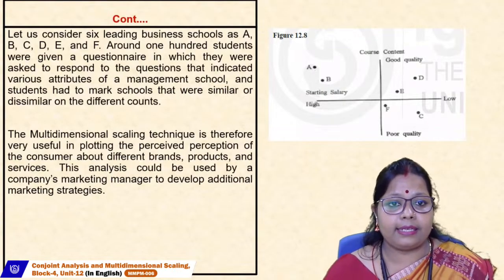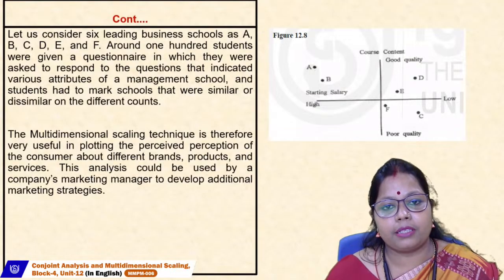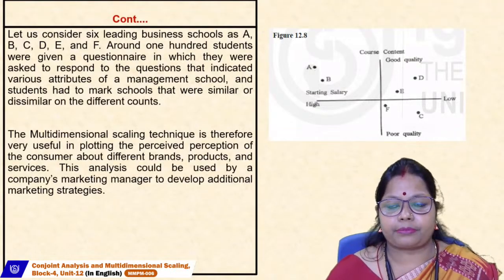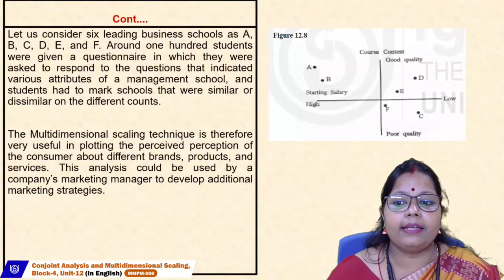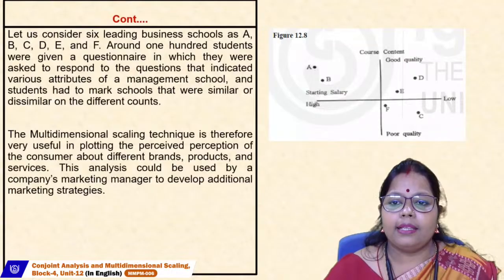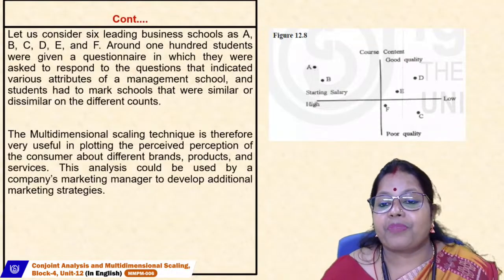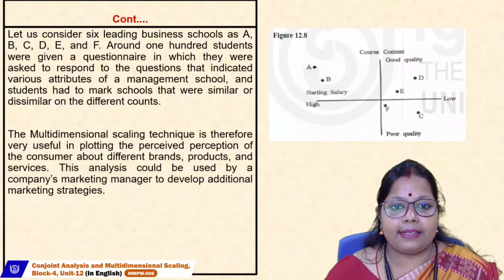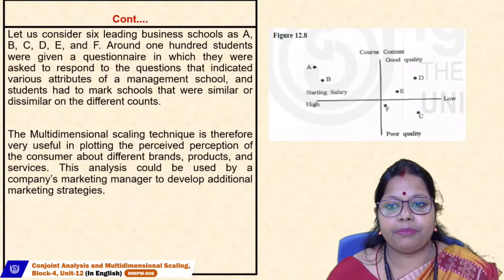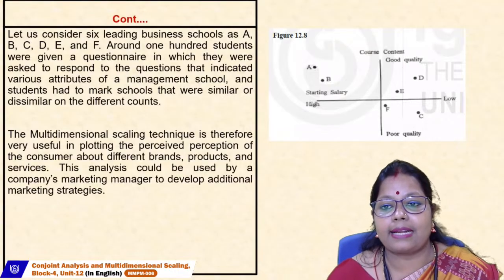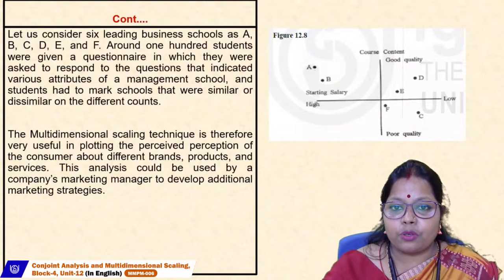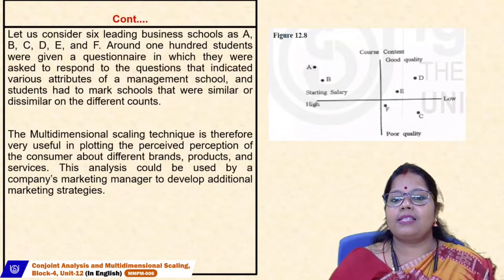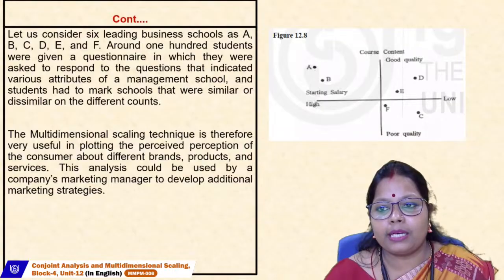Again, these attributes are distinguished with two levels. Course content has two levels, good quality and poor quality course content. Similarly, for starting salary in the B schools after completion of MBA, we also have two levels, high salary and low salary. So using multidimensional scaling, it is helpful to understand.